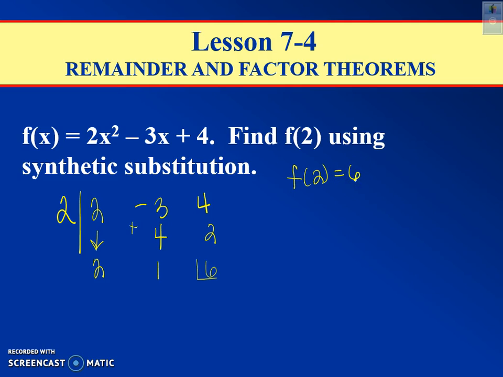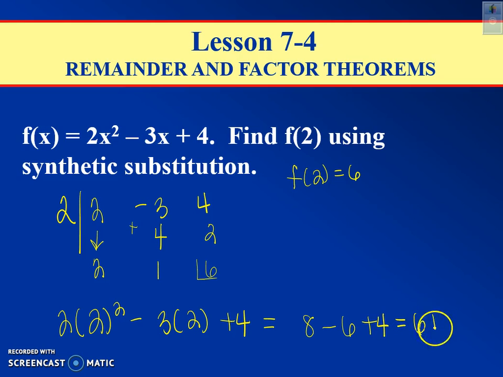If we use the process of direct substitution to see whatever the function would be when x is equal to 2, then we would just plug in 2 times 2 squared minus 3 times 2 plus 4. So here we get 8 for the first term minus 6 plus 4, which is equal to 6. So our answers are the same.